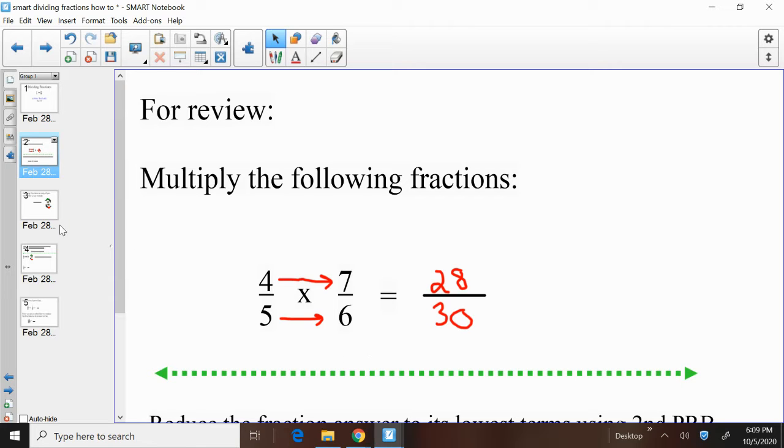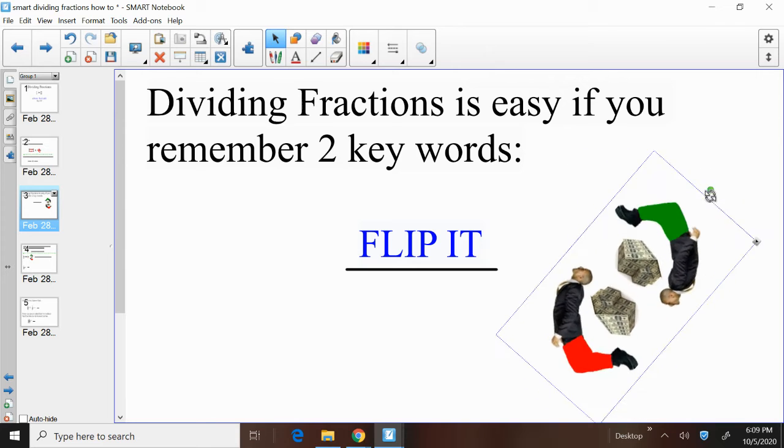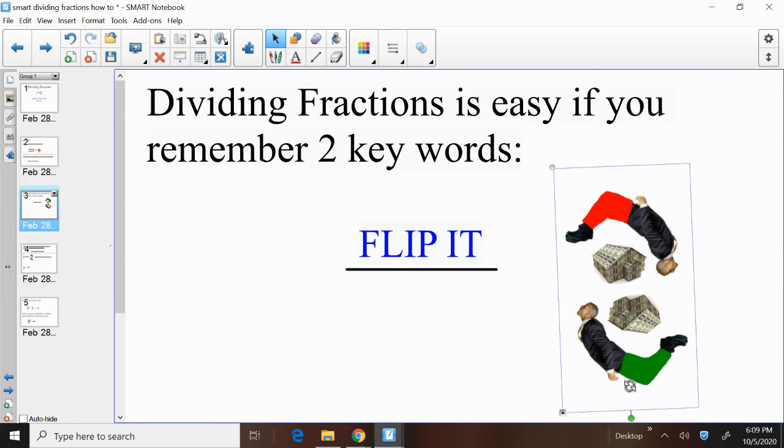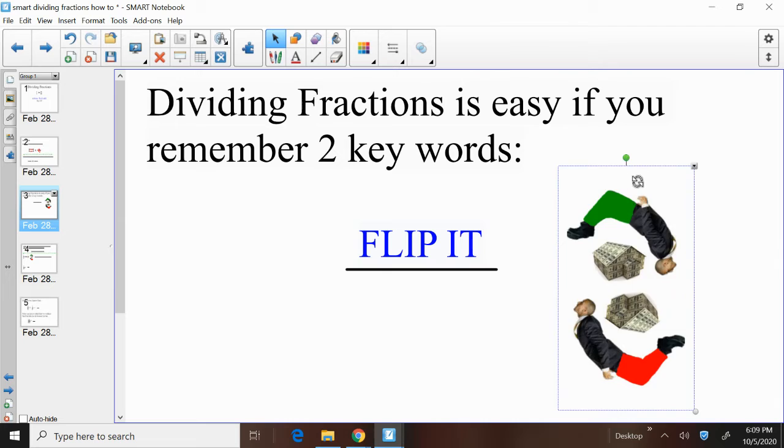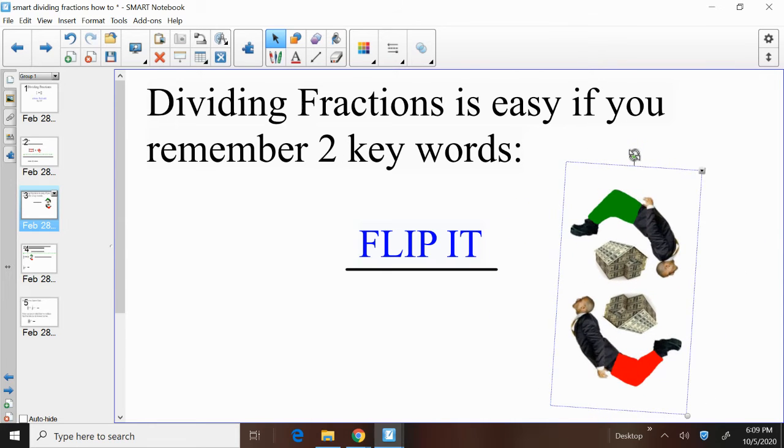So I'm going to go to my next screen, which looks like this. It says dividing fractions is easy if you remember 2 key words. And the 2 key words are flip it. So in other words, flip it. Just like I'm flipping these 2 guys around, flip it. We're going to flip one of the fractions.